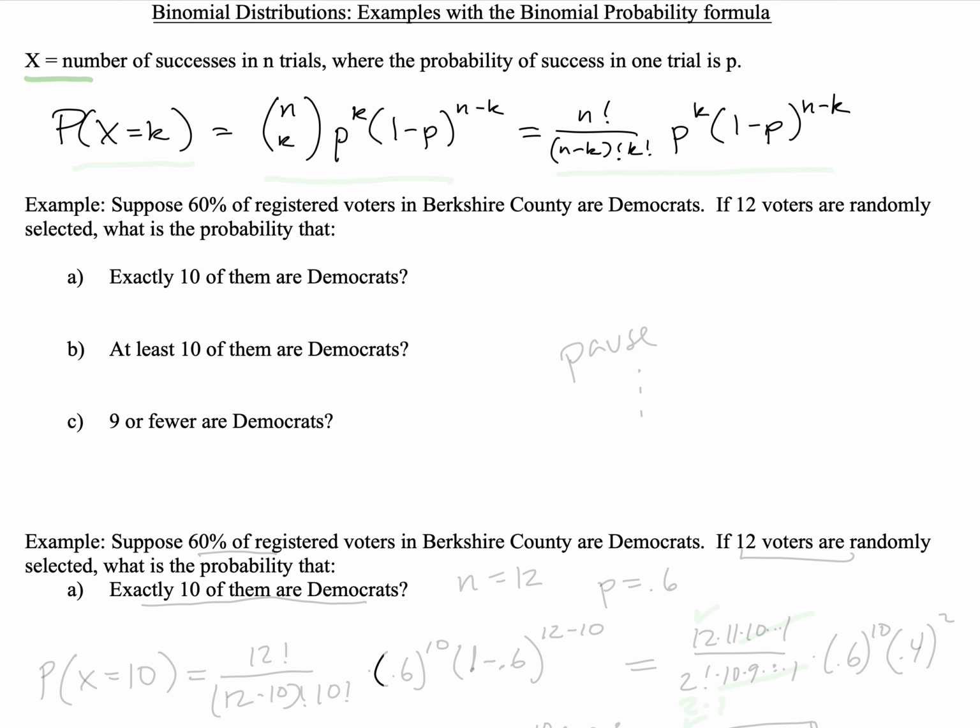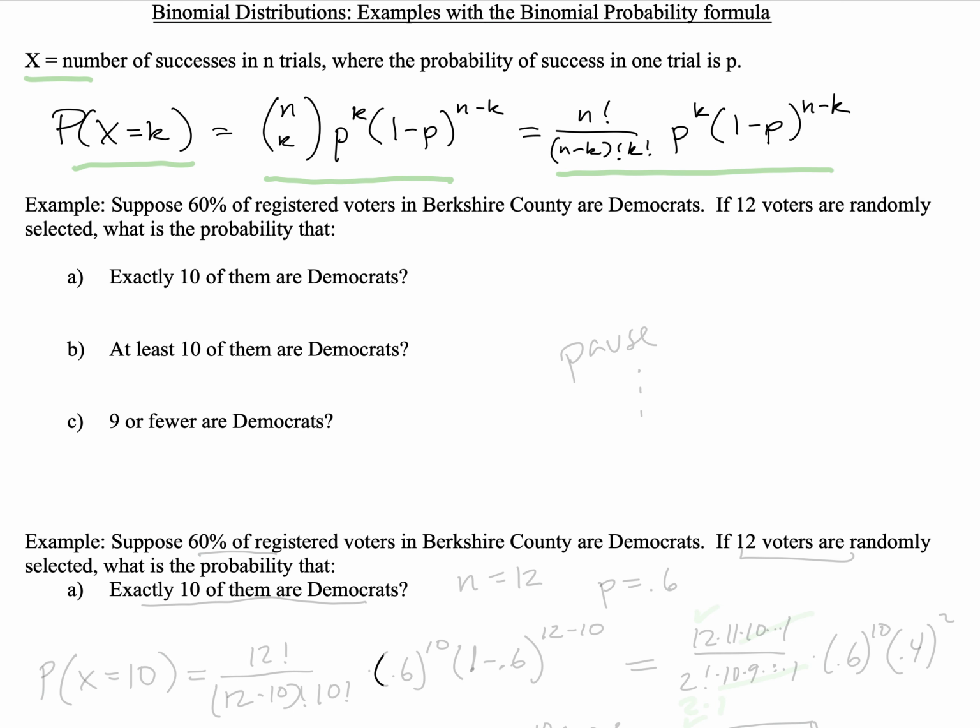And we found the probability that there were k successes in n trials. The probability that x is equal to k is given by this formula, and we can either read that as n choose k times the probability of success to the kth power times the probability of failure, which is 1 minus p, to the n minus kth power, or we can read it in the following way: n factorial divided by n minus k factorial times k factorial, times the probability of success to the kth power times the probability of failure to the n minus kth power.